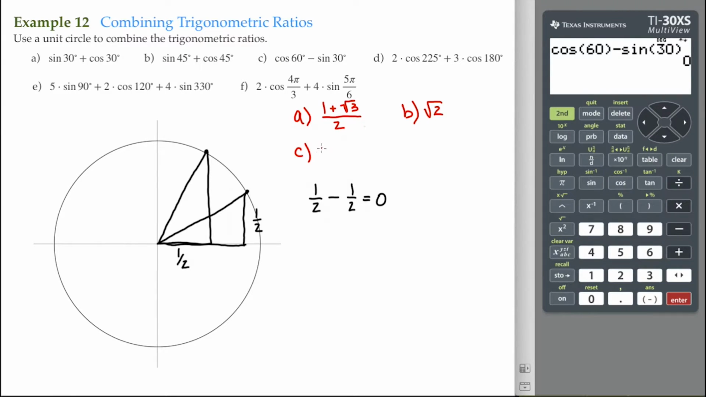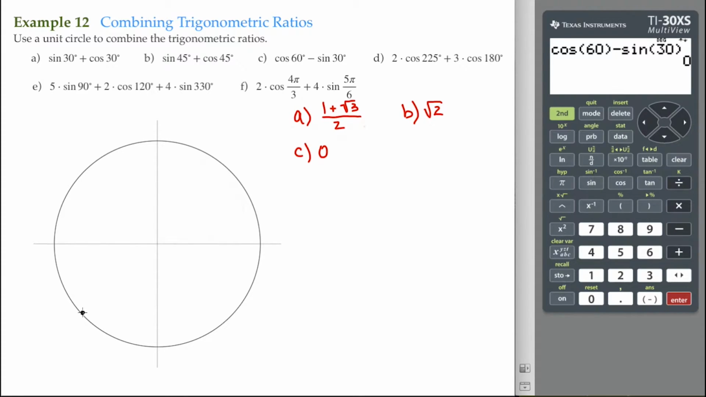So C is 0. We'll move on to D. That's 2 times the cosine of 225 degrees plus 3 times the cosine of 180 degrees. 225 degrees, that's way down here. That's going to form a 45, 45, 90 right triangle.